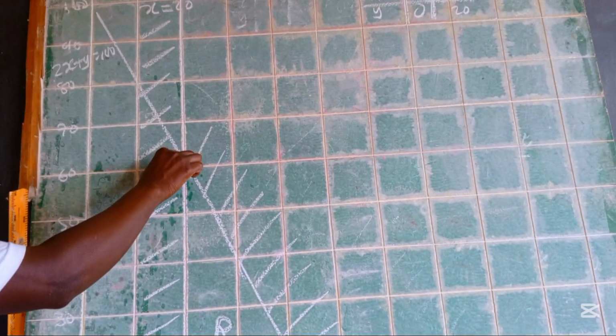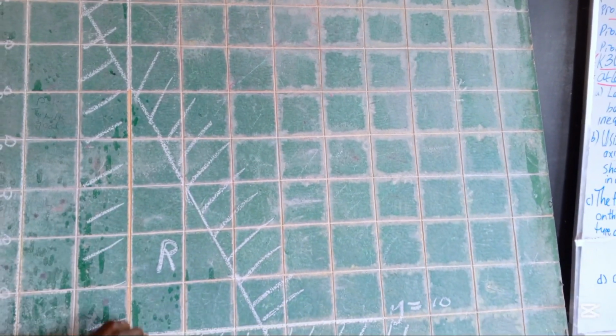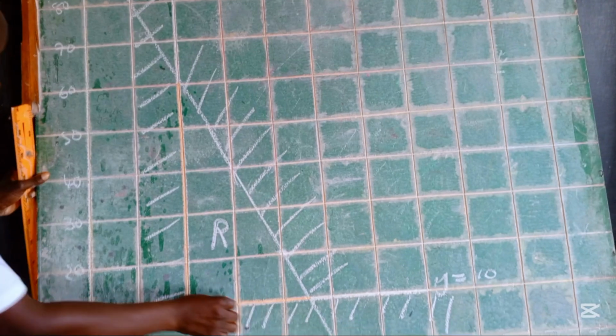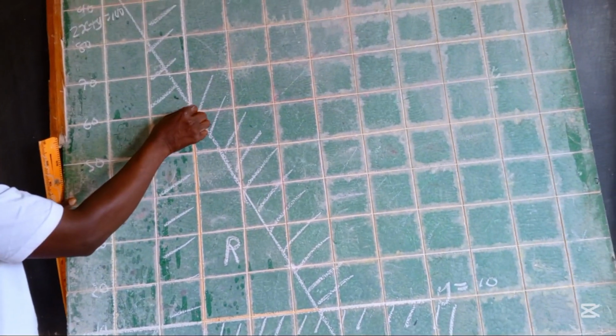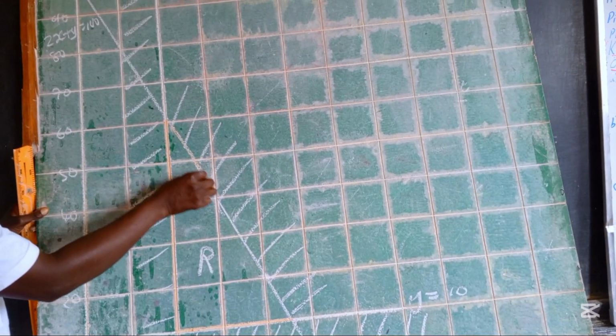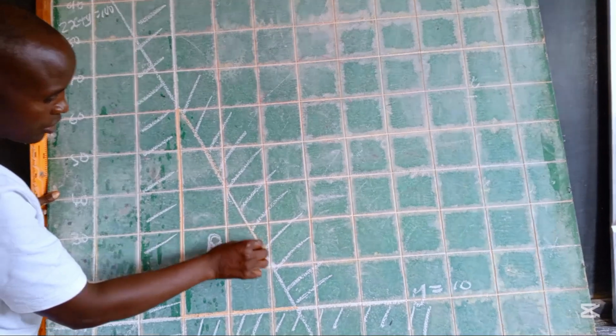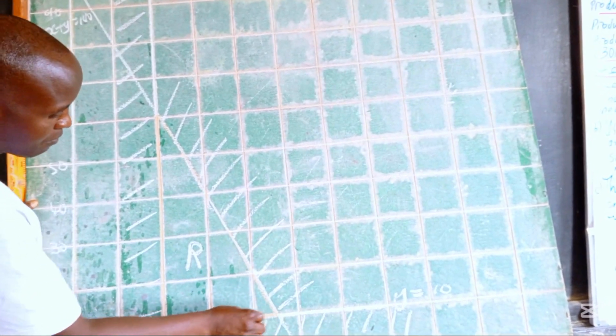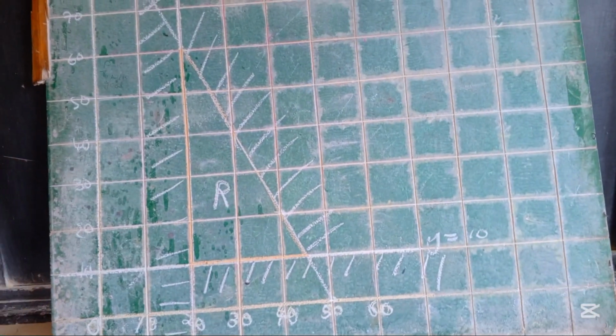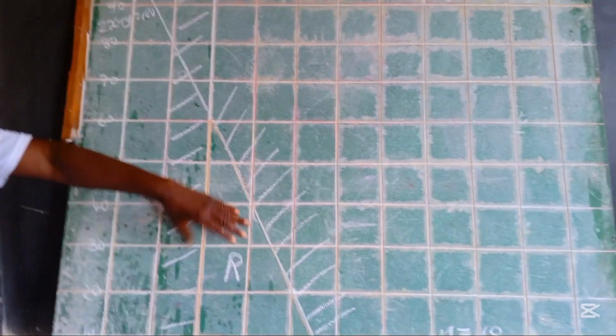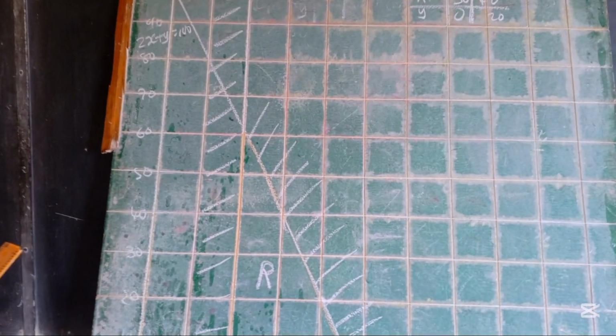Allow me to use a different color so that people are able to see. I'm saying it is bounded by this line. This is the region we are talking about, and it is my R. So I hope all of us are now comfortable to find R.